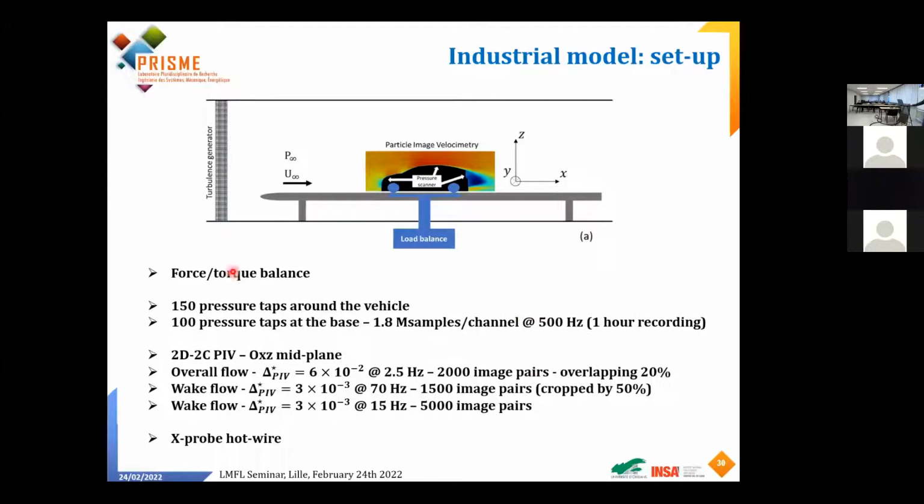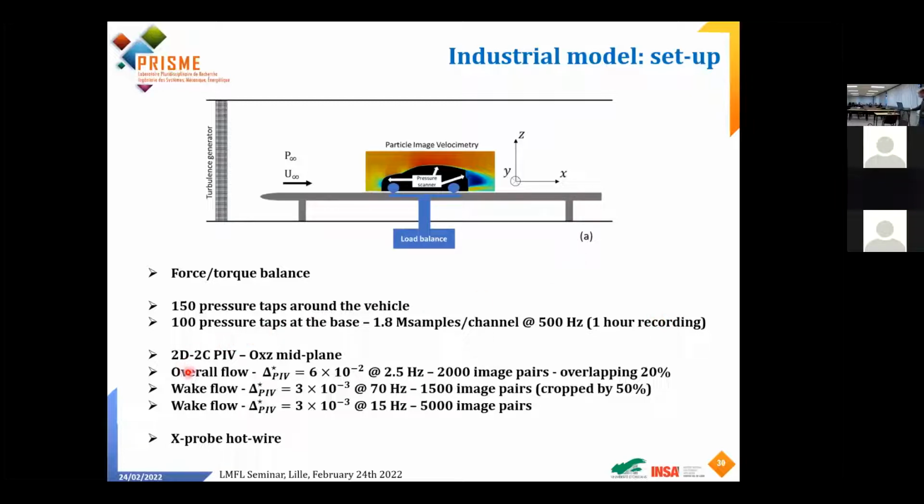Here is a summary of the experiments and the equipment that we have used. We still use the force balance measurements. We have about 150 pressure taps all around the vehicle, and 100 of them are focused on the base of the vehicle. We have made very long experiments to get a huge number of points. You will see later why we have done this. Each recording is at least 1 hour, so it's a very long experiment to run.